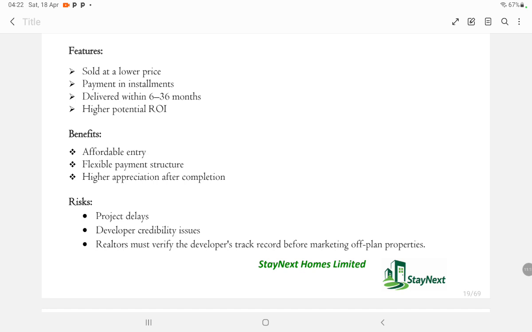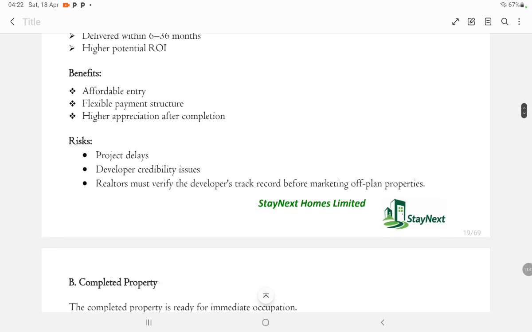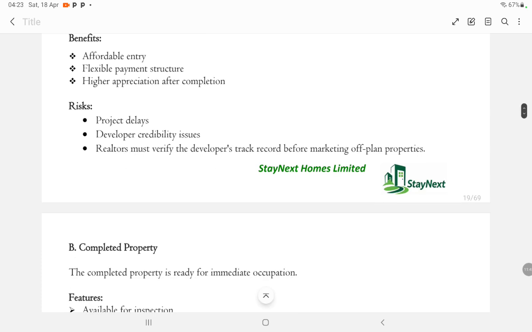It is very essential. The good thing is that, let's say you want to pay 50 million within 12 months, you can see that before you finish the payment, before the 12 months arrive, the property value has gone up, because the place is being developed. They've already put in the tiles, the road, the transformer, everything to develop the estate. That way the price goes up and you are the one enjoying. Benefits: affordable entry, flexible payment structure, and higher appreciation after completion. That is the advantage of it.